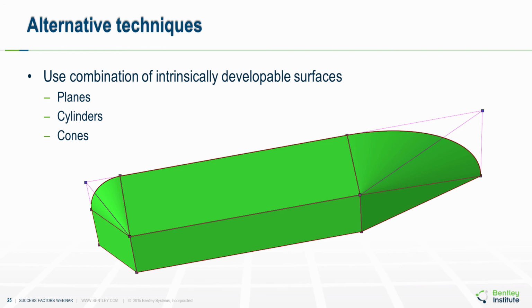So far we've looked at modelling a developable surface and adjusting the interior part of the NURBS surface to match the developable surface. But there are some alternatives we could use. For instance, we can use a combination of the intrinsically developable surfaces such as planes, cylinders and cones to generate our model. And here's a very simple model that uses several planes and cones to model a very simple barge.